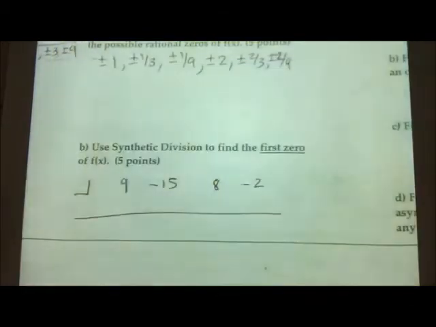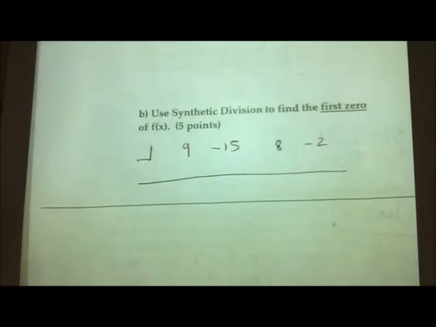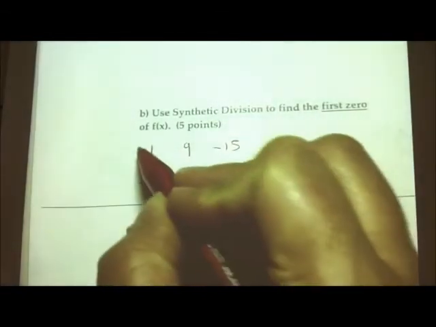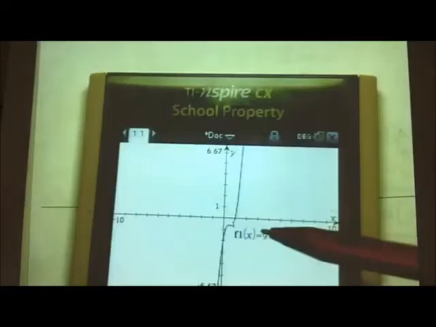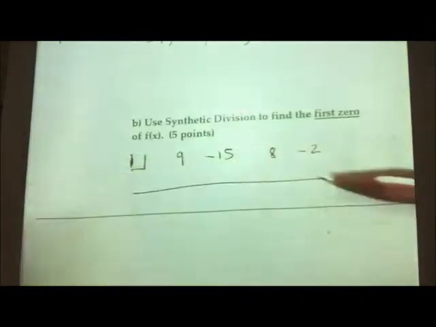So guess what number we're going to use here? And it will work. Which one? 1. Because it crosses your graph where? At 1. So please understand, since this is 1, I will use a 1 right there. So we go ahead and do this.